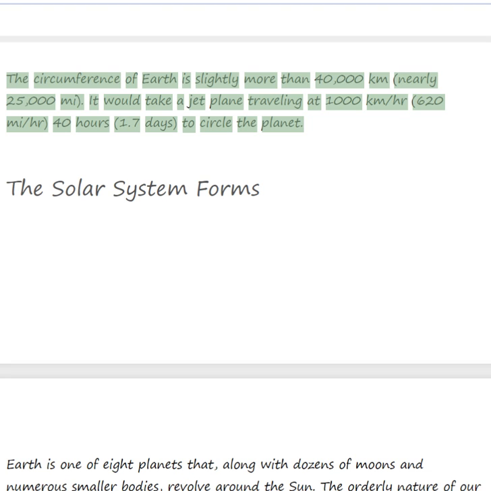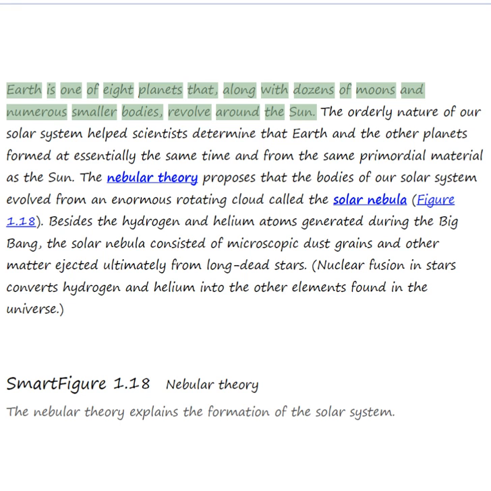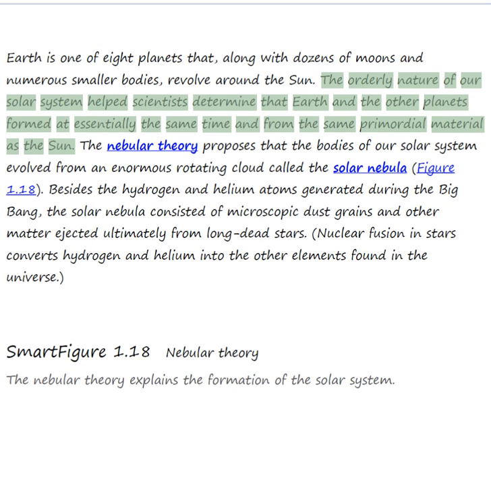It would take a jet plane traveling at 1,000 kilometers per hour 40 hours to circle the planet. The solar system forms. Earth is one of 8 planets that, along with dozens of moons and numerous smaller bodies, revolve around the Sun. The orderly nature of our solar system helped scientists determine that Earth and the other planets formed at essentially the same time and from the same primordial material as the Sun.